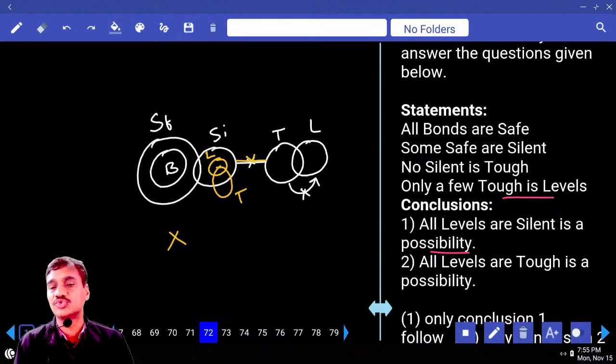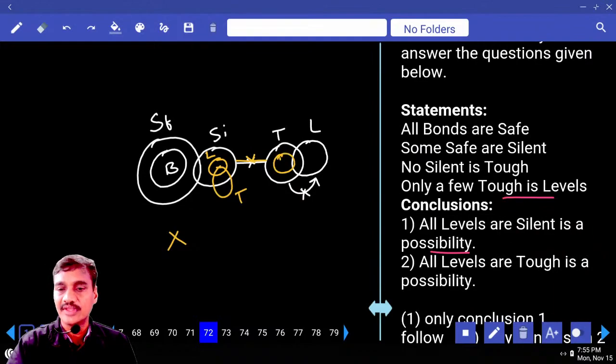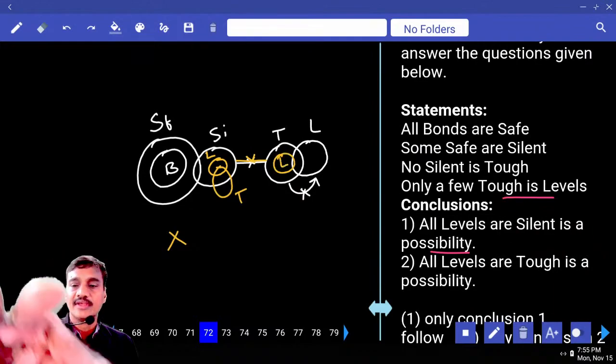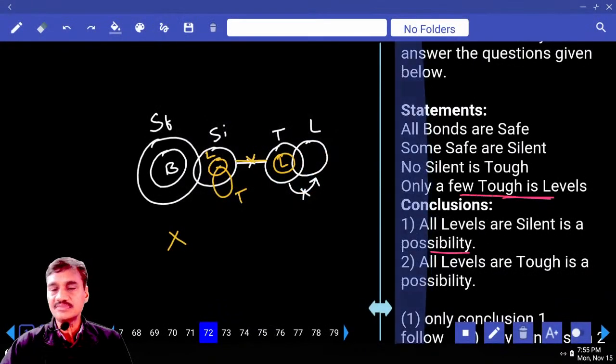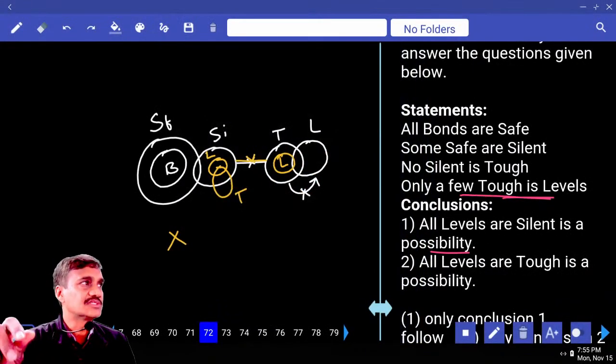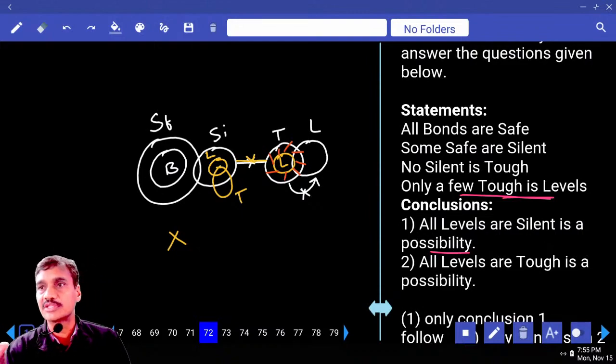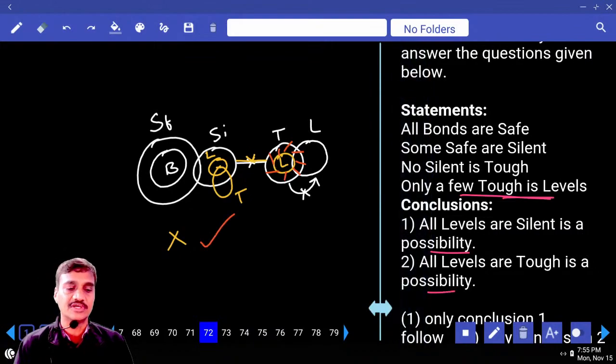Then coming to the next one, all levels are tough is a possibility. లెవెల్స్ అన్నీ టఫ్ అవ్వచ్చు అన్నాడు. అవ్వచ్చా? టఫ్ అన్ని లెవెల్స్ అవ్వకూడదు. లెవెల్ ఇందులోకి రావచ్చు కదా. ఇందులో లెవెల్ వచ్చినప్పుడు కూడా ఇంతకుముందు స్టేట్మెంట్ ఏంటి చెప్పండి? Only some tough are level అంటున్నాడు. Only some tough are level అంటే some tough are not level కూడా ఉండాలి. ఇక్కడ ఉందా లేదా? నా ఈ టఫ్లో కొంత పార్ట్ మాత్రమే లెవెల్కి చెందింది, అంతా చెందలేదు. Hence the second one is possible, first one is not possible.